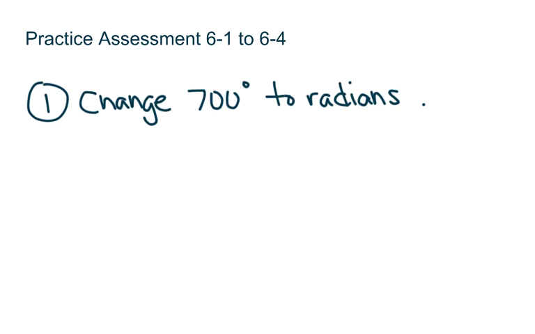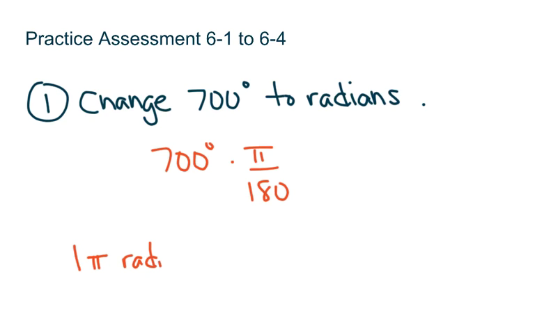This is the practice assessment for section 6.1 to 6.4. Problem number 1 says change 700 degrees to radians. When we change degrees into radians, we multiply the degrees by pi over 180. Remember that we said that 1 pi radians was equal to 180 degrees.